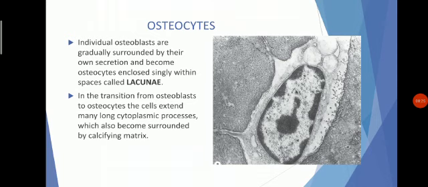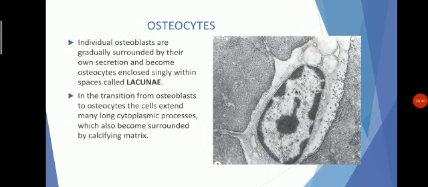The next cells, osteocytes. Individual osteoblasts are gradually surrounded by their own secretion and become osteocytes. These osteocytes are enclosed within a space called lacunae. This is the space in which the cells lie.